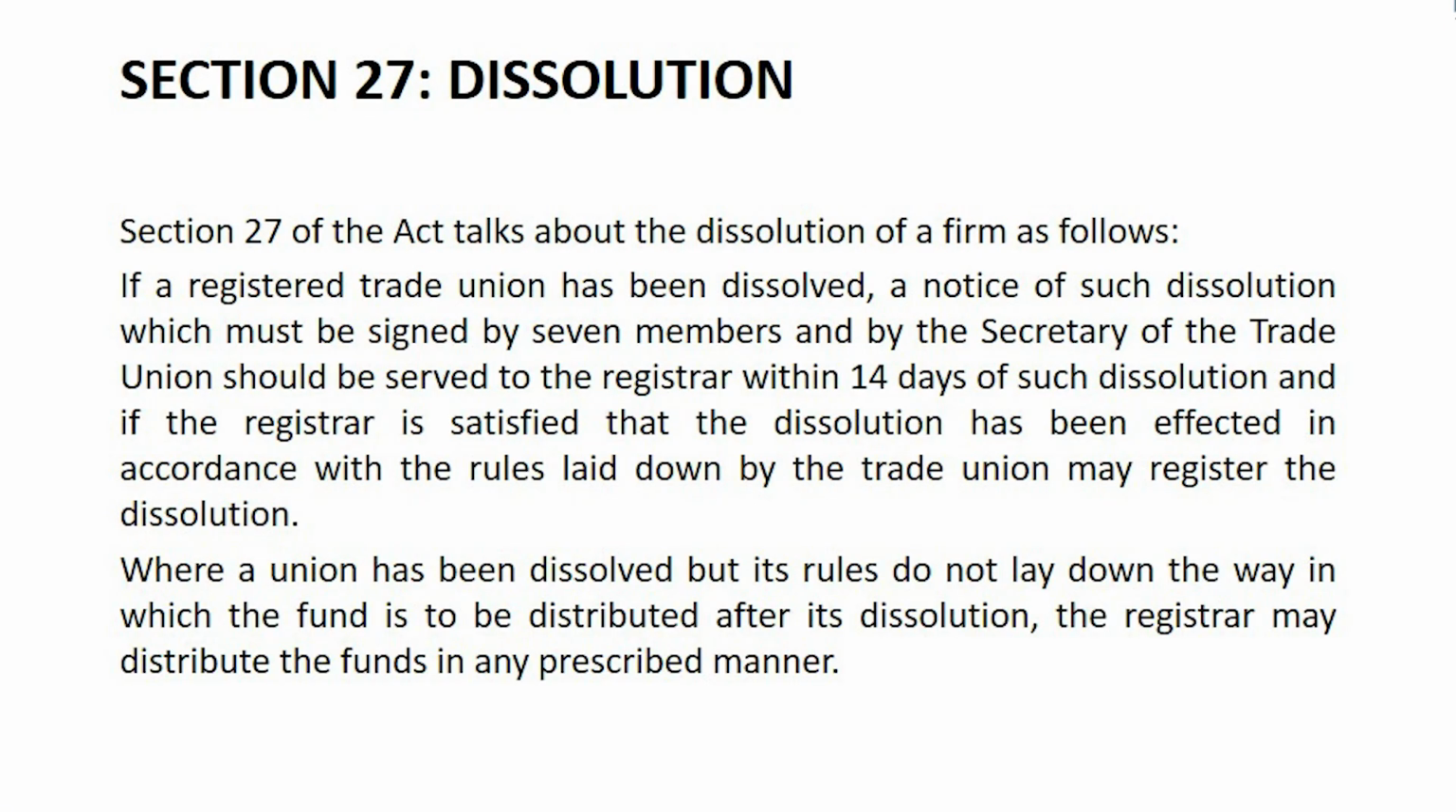Now, the question comes for the dissolution of the trade union. Section 27 talks about the dissolution of the trade union. If a registered union wants to dissolve, a notice of such dissolution must be signed by seven members and by the secretary. Consent has to be given by the secretary. They must inform the registrar within 7 days of the proposal to dissolve.